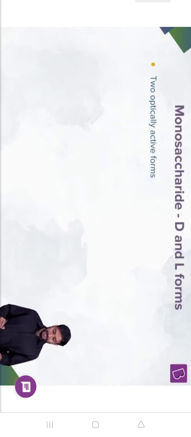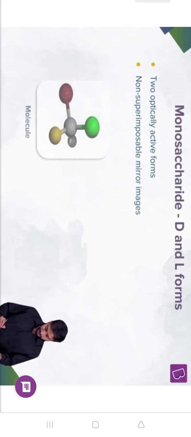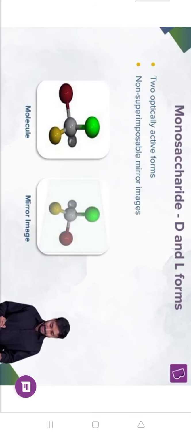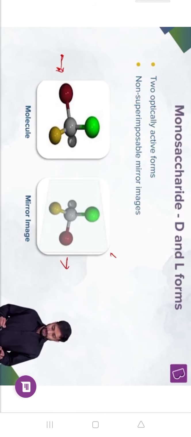Two optically active forms. Don't worry about this word optically active. I'm going to explain it. Just wait for some time. Two optically active forms, non-superimposable mirror images. See, here's a mirror, right? See the green one up, that's fine. But try to locate the other one. This one is here, this side, but the red appears on the other side over here. So these are non-superimposable mirror images.